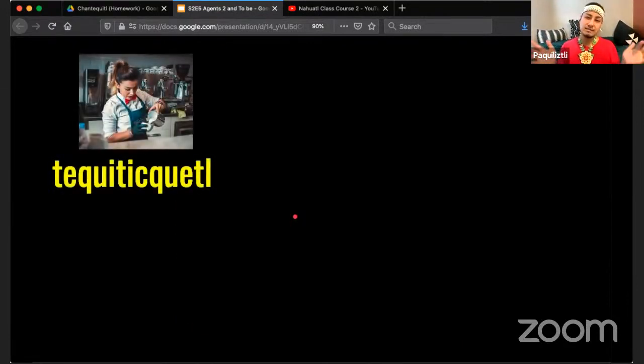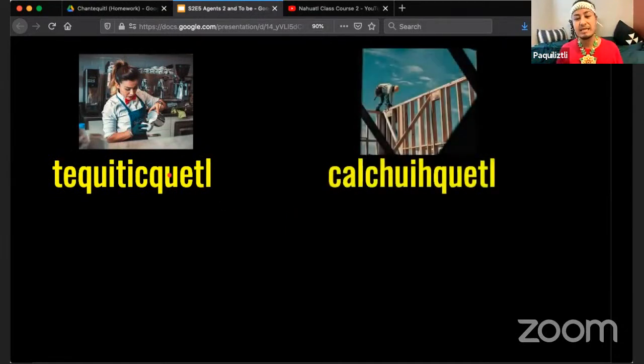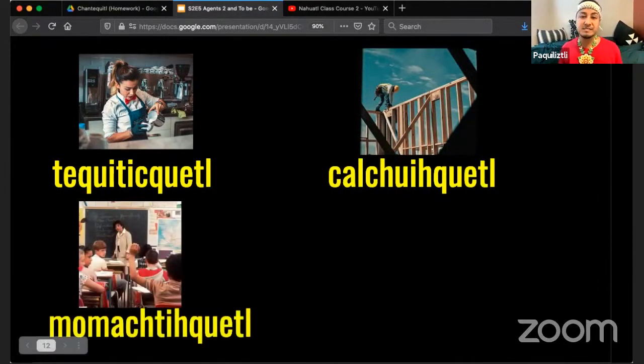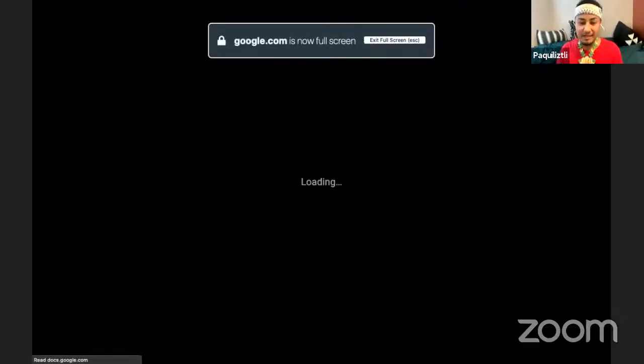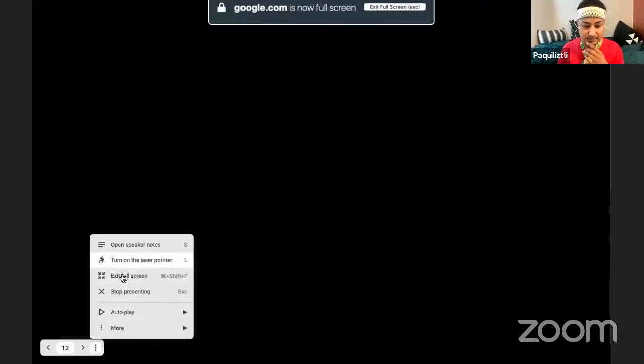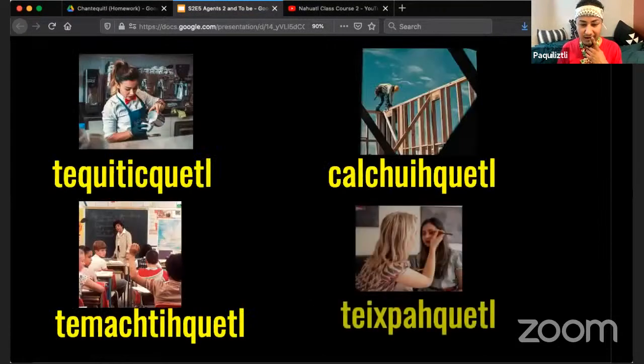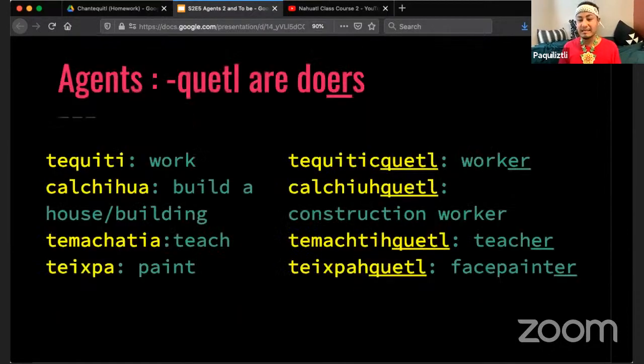So hopefully, based on those pictures, you're able to understand what these people are or what they're doing. So inin se tekitihket. Inin se kalchihket. Inin se momachtihket. Oh, this is wrong. This is a temachtihket. Ooh, I messed up right there. And inin se teishpahket. Kuali.